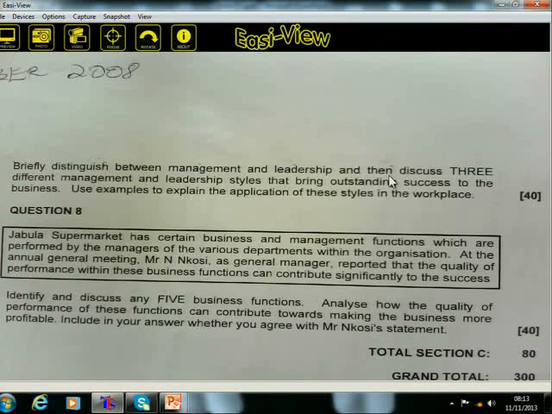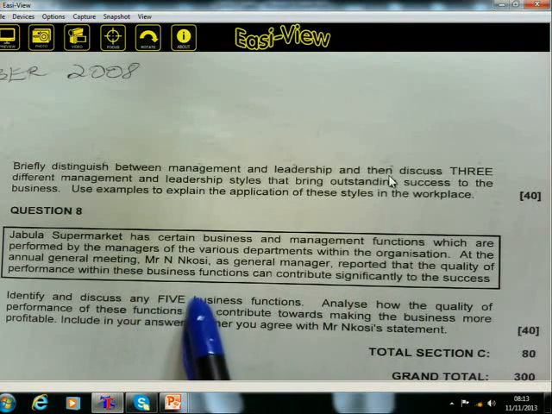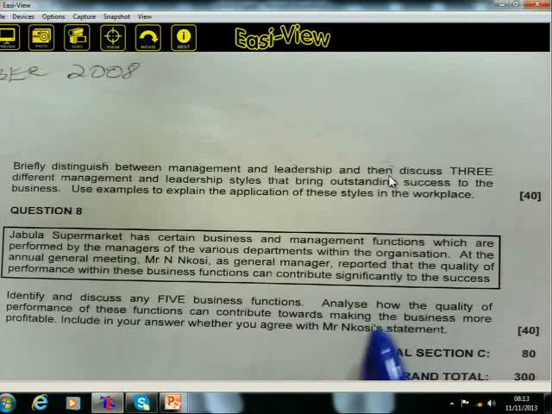Jabula Supermarket has certain business and management functions which are performed by the managers of the various departments within the organization. At the annual general meeting, Mr. Nkosi, as general manager, reported that the quality of performance within these business functions can contribute significantly to the success. Now, here comes the question. Identify and discuss any 5 business functions. Analyze how the quality of performance of these functions can contribute towards making the business more profitable. Include in your answer whether you agree with Mr. Nkosi's statement.